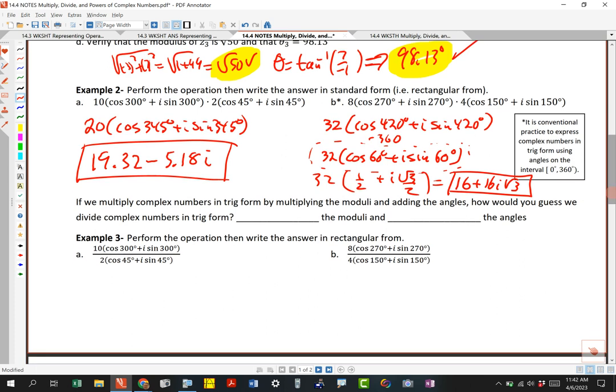Let's stick with the way we've normally done this. If it's a common angle, we want to write it in exact form. If it's not a common angle, but you're here now, and I'm telling you now.